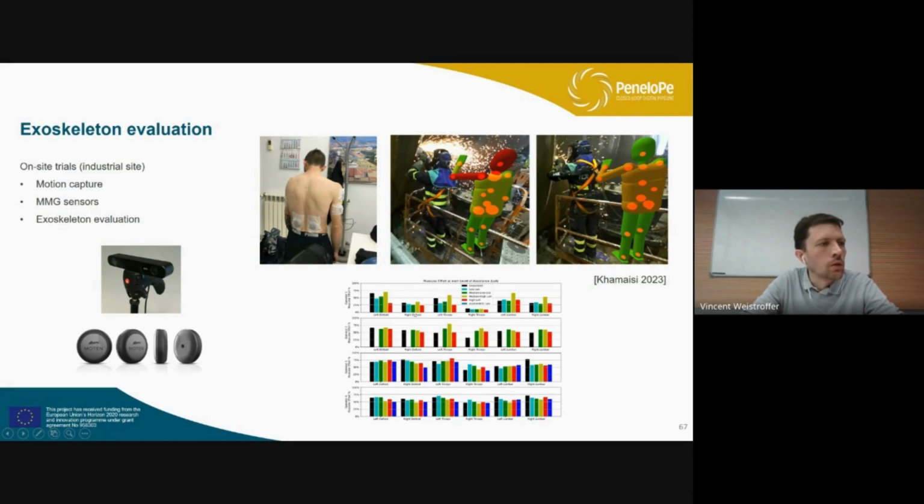Here, there are some diagrams about the results we presented. If you want some more details, please feel free to go to this paper here that was published just at the end of last year. So we did studies with 4 different operators wearing the exoskeleton or not, and we wanted to study if the exoskeleton was of good assistance or not. So check the paper if you want to know some more details and results.